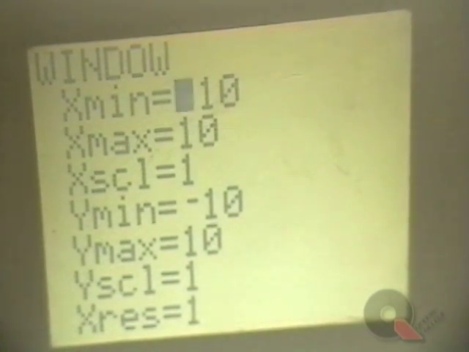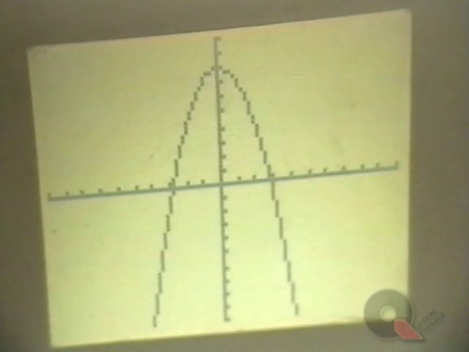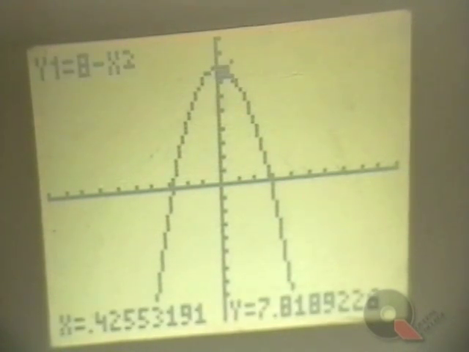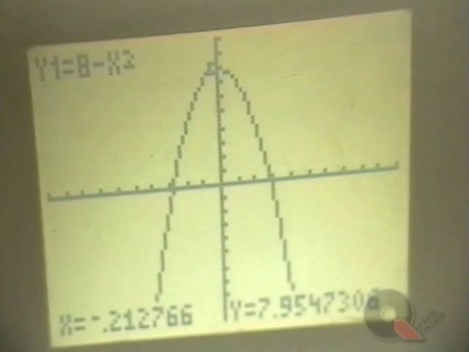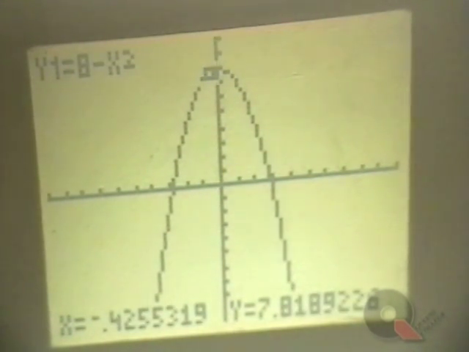If I hit the graph button and I hit trace, and if I bring my cursor to the left, back to the 0, 8. If you go one to the left, look at the x-coordinate, minus 0.213. Again, you hit it to the left, minus 0.426. To the right, 0.213, 0.426. The x's are incrementing by 0.213, which I'd mentioned is 20/94.